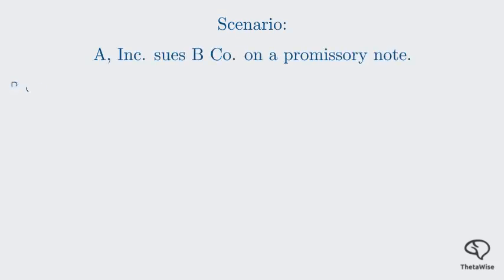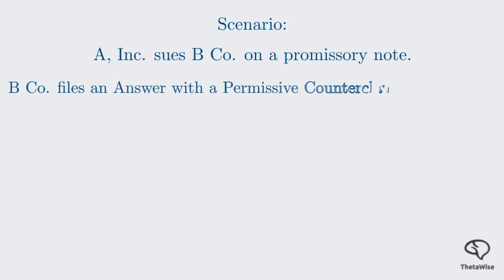Let's bring it all together with a bar exam-style scenario to test your understanding. Here's the problem. A Inc. sues B Corp. to collect on a promissory note. In its answer, B Corp. includes a permissive counterclaim for damages based on an unrelated breach of contract.